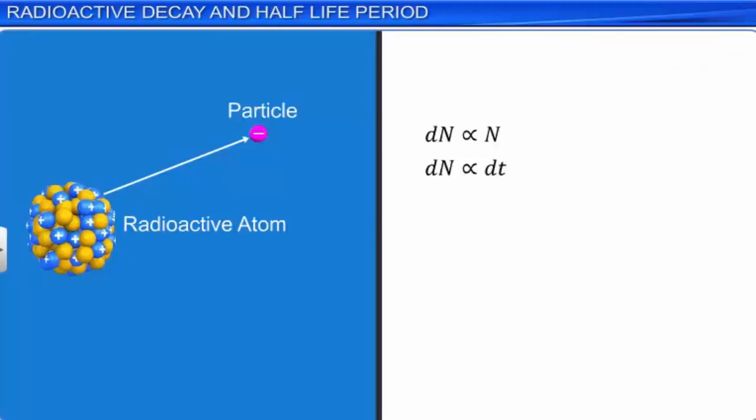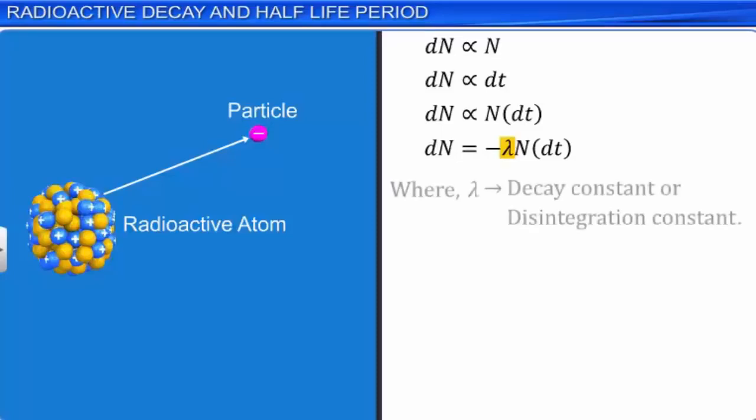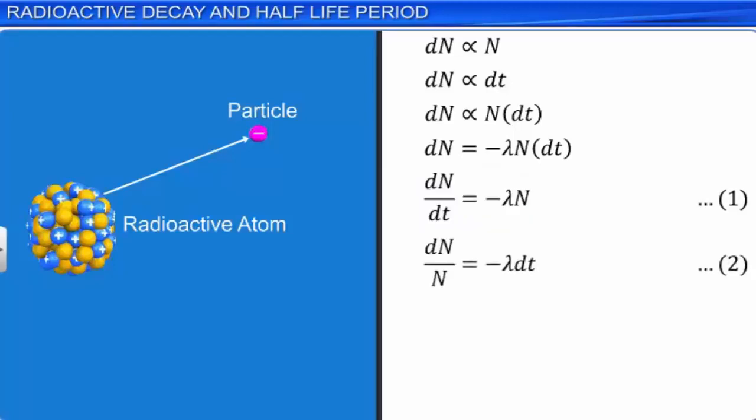Thus, dN will be proportional to N dt. Or, we can say dN will be equal to minus lambda N dt. Here, lambda is a constant of proportionality and is called the decay constant or disintegration constant. Negative sign shows decay of nuclei. This implies that dN by dt is equal to minus lambda N. Let this be equation 1. This can also be written as dN by N is equal to minus lambda dt. Let this be equation 2.